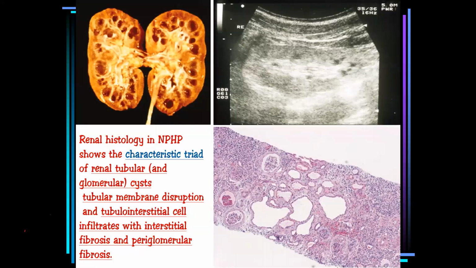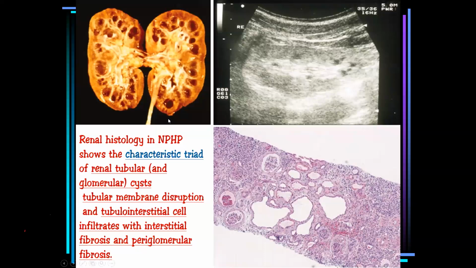By the way, nephronophthisis in Latin means vanishing of the glomeruli, because this disease with progression will result in fibrosis that will remove many of these renal tubules, and the glomeruli will be affected secondary to this disorder.